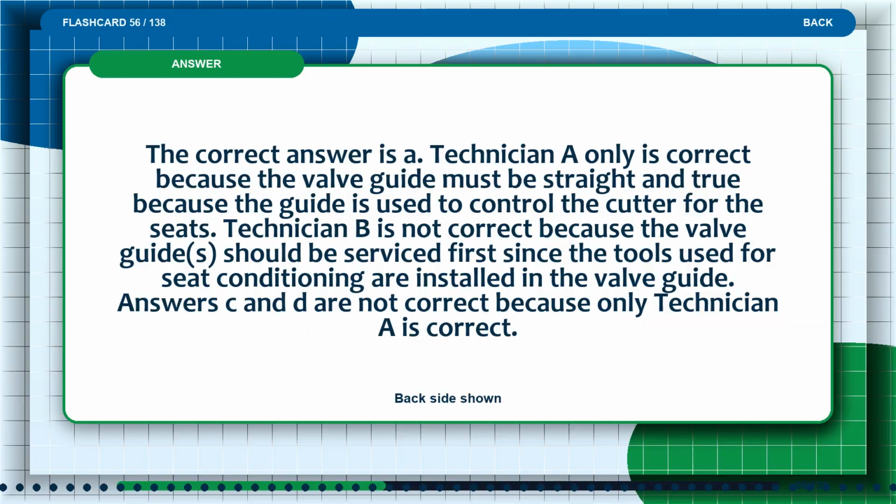The correct answer is A. Technician A only is correct because the valve guide must be straight and true because the guide is used to control the cutter for the seats. Technician B is not correct because the valve guides should be serviced first since the tools used for seat conditioning are installed in the valve guide. Answers C and D are not correct because only technician A is correct.